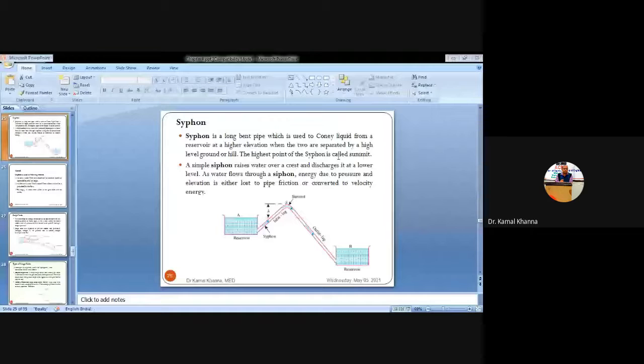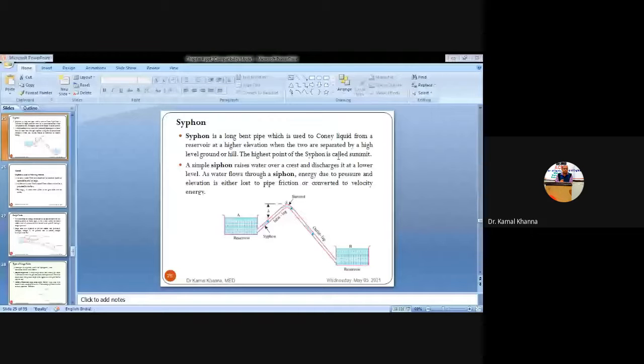Due to that potential energy and pressure energy, the water starts traveling from point A to point B, and as soon as it crosses the highest point of the siphon, that is the summit, the whole of the energy, which initially was the sum of the pressure energy and the potential energy, is converted into a single form of energy, that is kinetic energy.